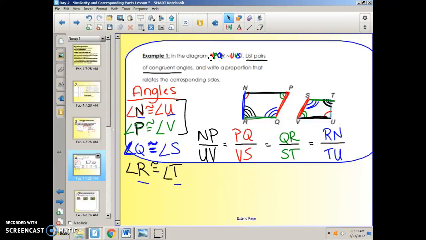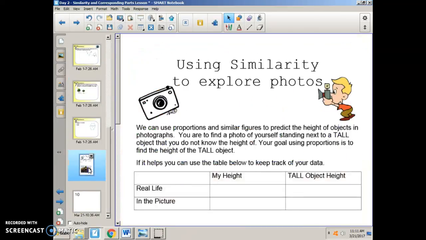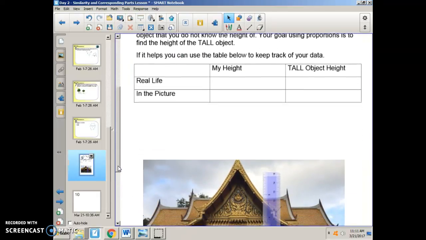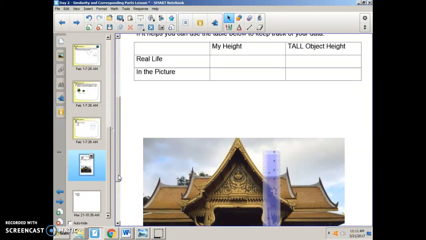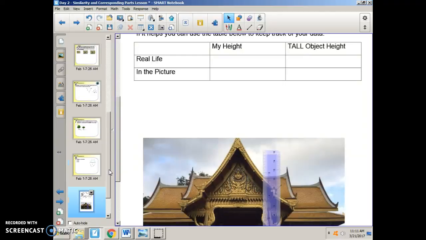And then we're going to put this off to the side for a second and do the picture project that we asked you to bring in. If you checked your email last night, you were supposed to bring in a picture of yourself next to something tall. Okay, so I'll scroll down to that one. Okay, so there's your chart, and my picture's down at the bottom. Okay. So you can pause here and work on that, and then when you're ready, you can go back to the actual lesson.